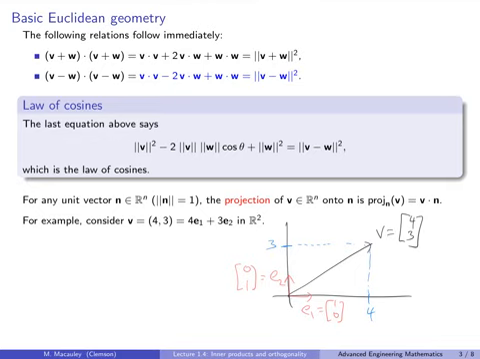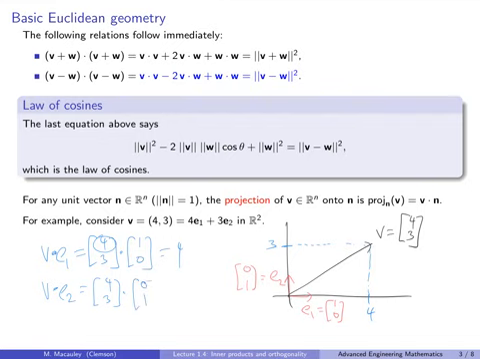in the e2 direction. Now algebraically, v dot e1 is (4, 3) dot (1, 0), which is 4. You just pick off that 4. And v dot e2 is (4, 3) dot (0, 1), which is 3.